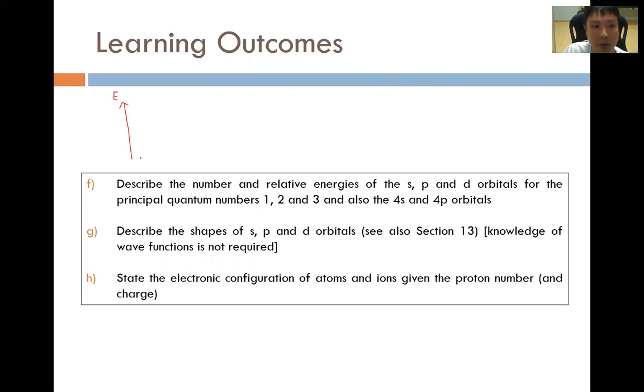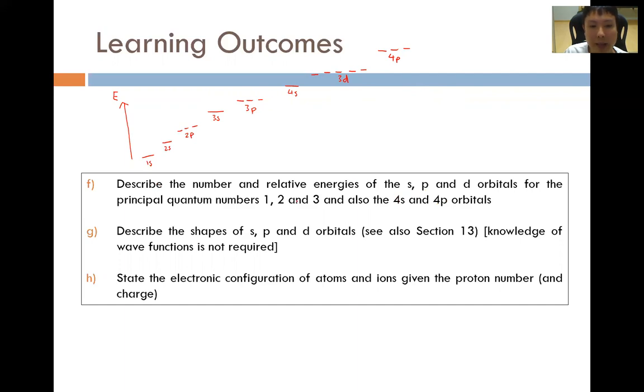In terms of energy, the lowest is 1s, then 2s, then 2p, then 3s, then 3p, 4s, 3d, then 4p. So all the way until the 4s and 4p orbitals, which is here. Be able to deduce this, and again, I remind you, you can get this information by just knowing how to read it off the periodic table.